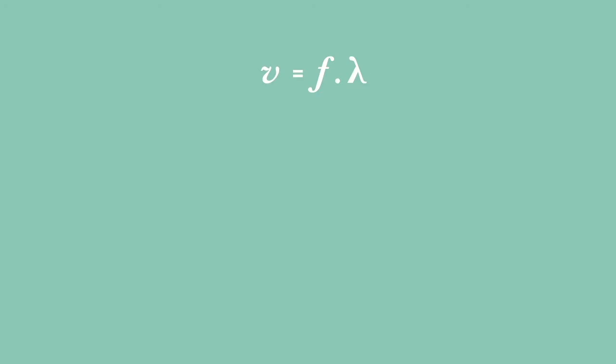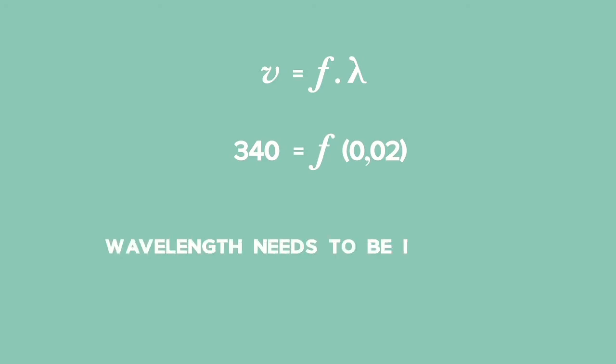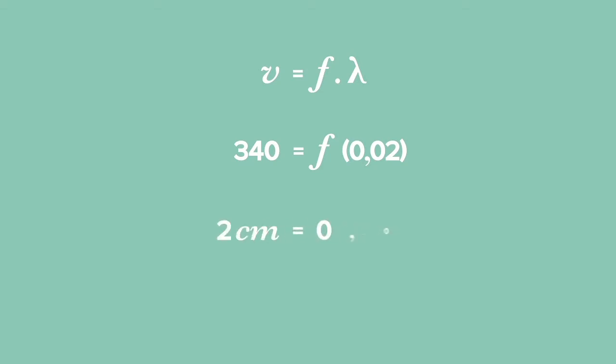When substituting into the equation, the velocity of the waves is already in the correct units. But we notice that the wavelength needs to be in meters, so 2 centimeters is 0.02 meters. When we solve the equation, we see that the frequency of these waves is 17,000 hertz. That's very high and almost too high for human ears to hear.